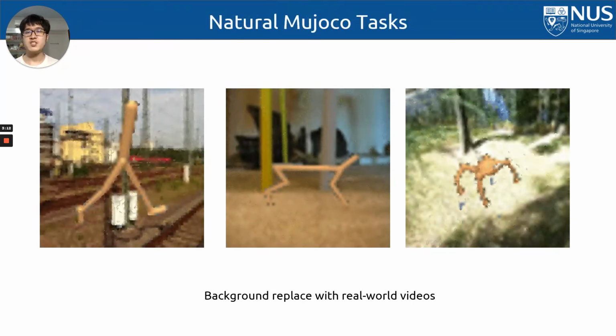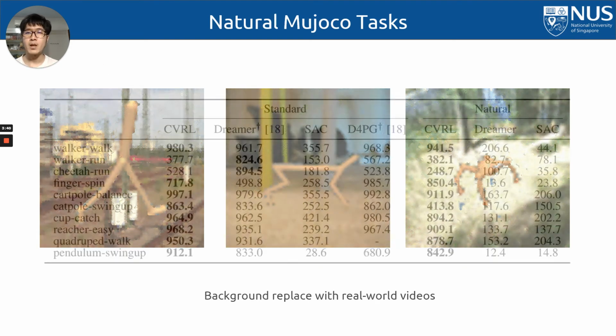We evaluate CVRL on a set of challenging Mujoco control tasks defined in the DeepMind control suite. Specifically, to simulate the complex background, we introduce natural Mujoco, where we replace the original simple background with a set of natural videos sampled from the ILSVRC dataset, which is collected in real-world scenarios. So natural Mujoco is more challenging because of the complex backgrounds compared to the standard Mujoco tasks.